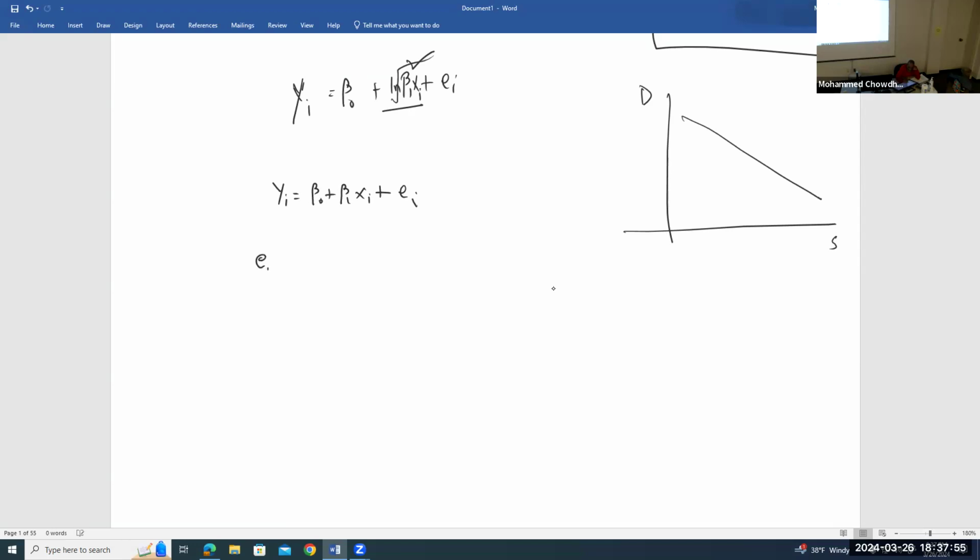You can write here ei equal to yi minus beta 0 minus beta 1 xi, right? Just taking one side to the other. Then you take the square on both sides, and then if you take the summation on both sides, it is known as the sum of squares of error. Okay? This is known as the error sum of square. Are you understanding?